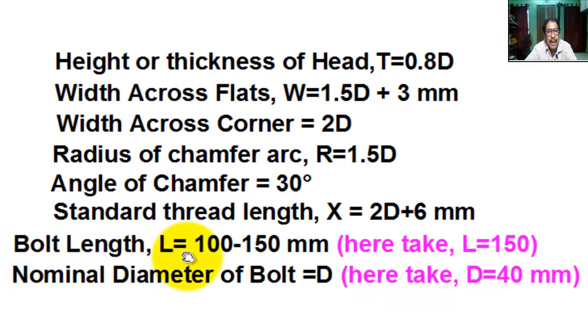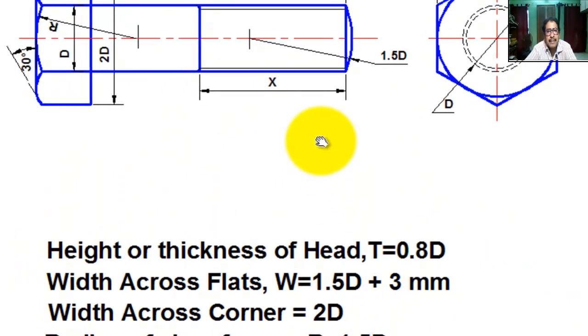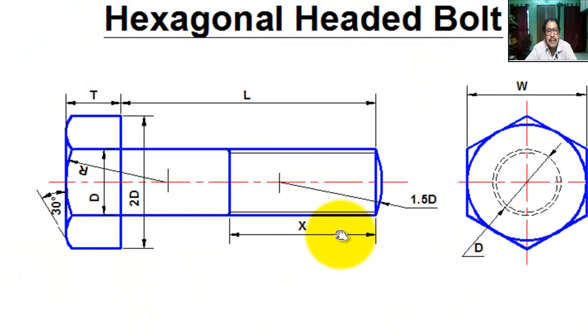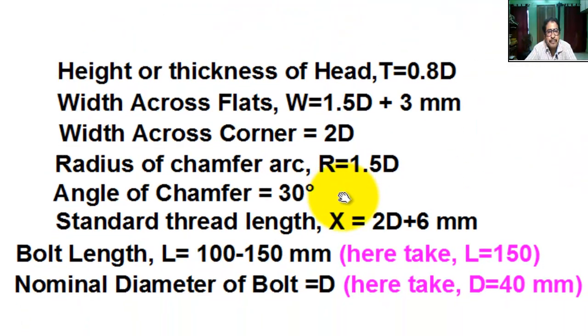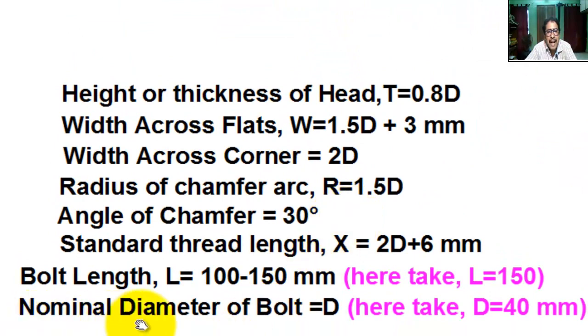Bolt length L equal to 100 to 150 millimeter. Here we take L equal to 150 millimeter. Nominal diameter of the bolt D, here we take 40 millimeter.